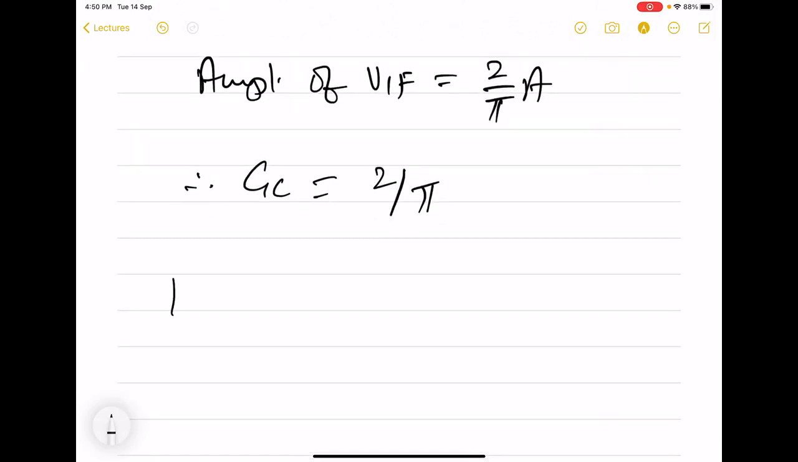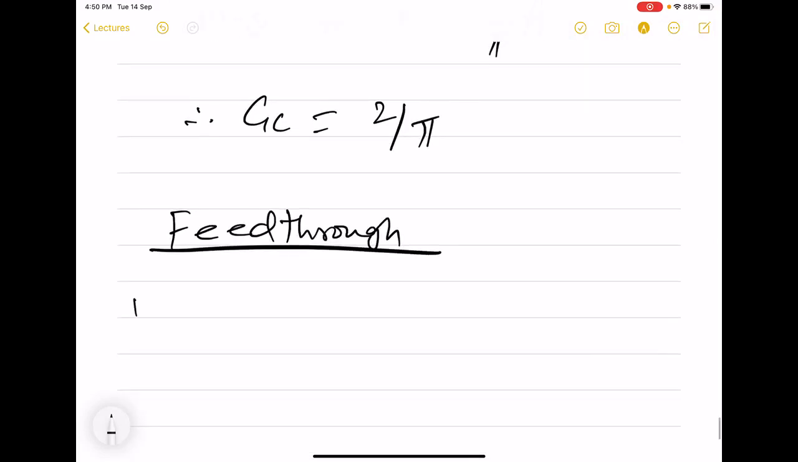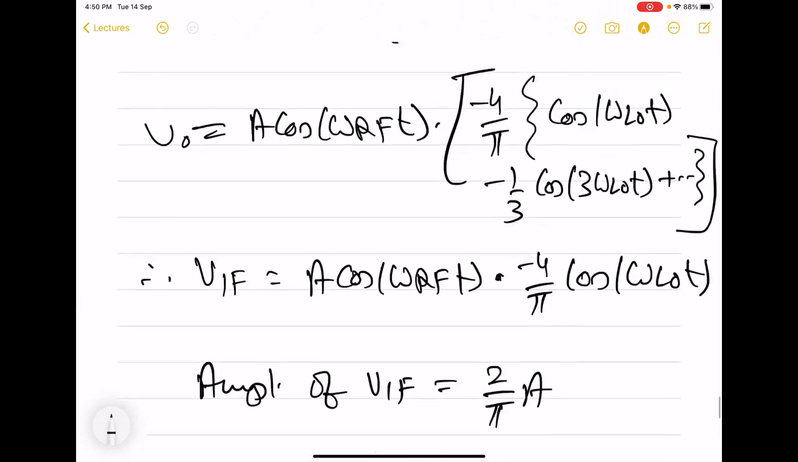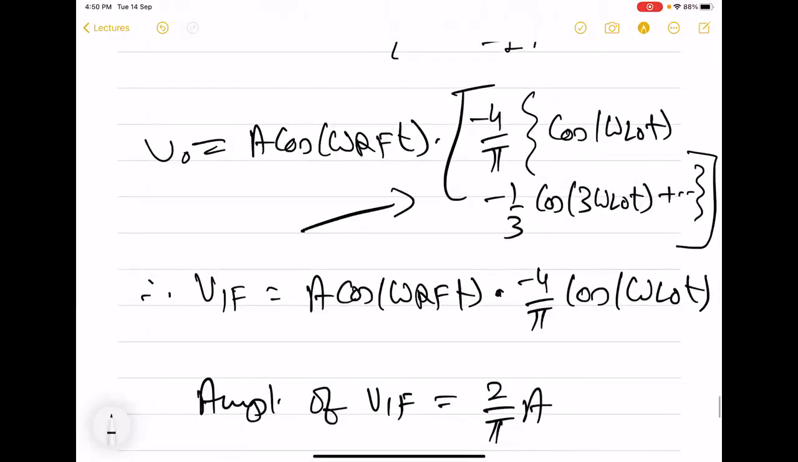Now, let us see what is the status of feed through. So first is RF to IF feed through. So here we see that there is no DC. So that means RF will not be present on the output side.